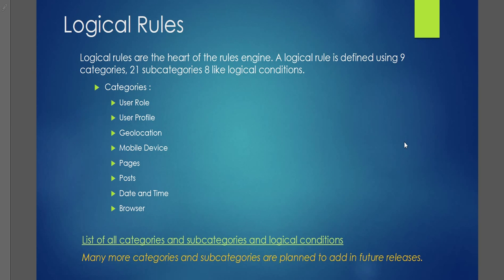And many more are planned in the near future. Rules Engine consists of a parent rule called logical rule, which is the heart of the Rules Engine and is defined using 9 categories, 21 subcategories, and 8 logical conditions like and, or, not. Here is a list of categories: user role, user profile, geolocation, mobile device, pages, posts, date, browser, etc.